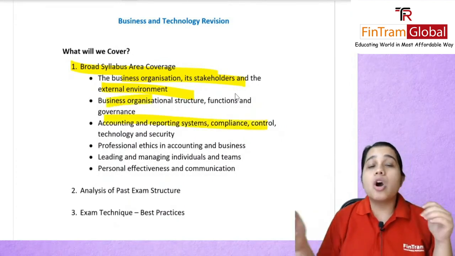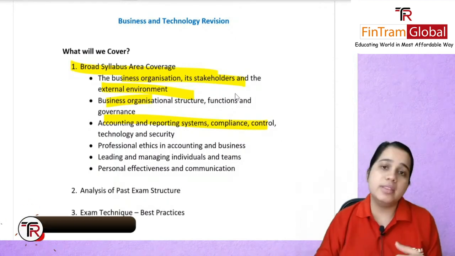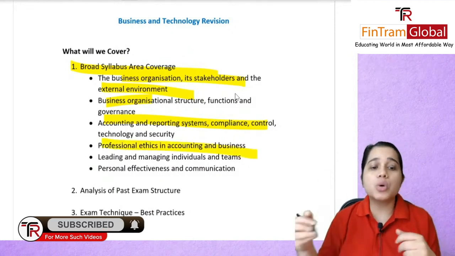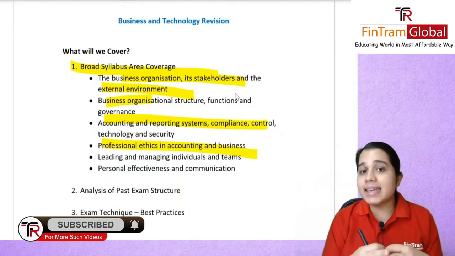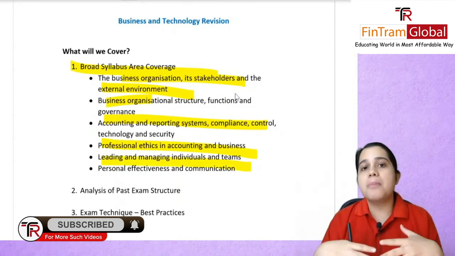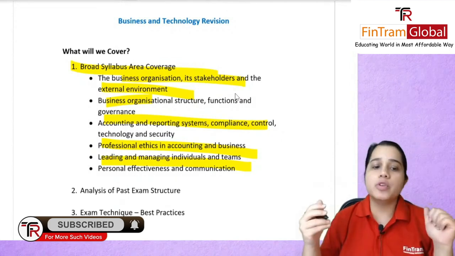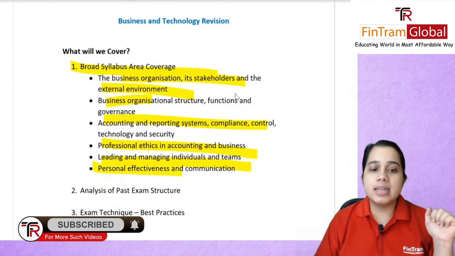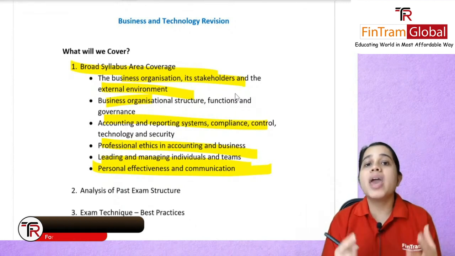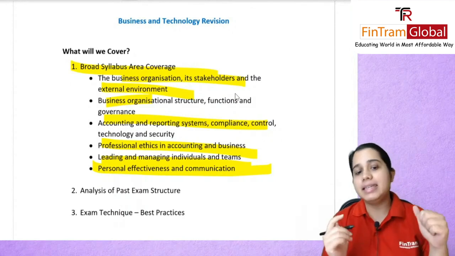We had talked about accounting and reporting systems, how companies have to comply with them, what was the technology that they use, security. We also covered professional ethics in accounting and business. We also covered how these companies manage their teams or individuals. We talked about leadership, supervision. And finally, in the last syllabus area, we had talked about personal effectiveness and communication, wherein we talked about what are the types of communication. We talked about time management in detail.